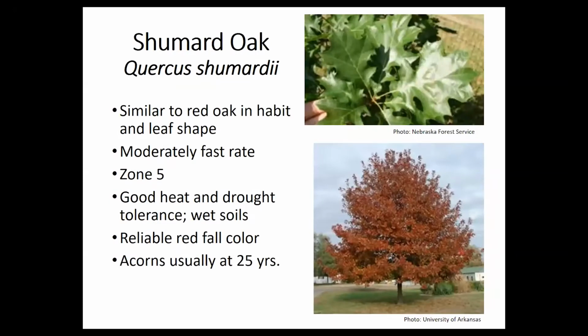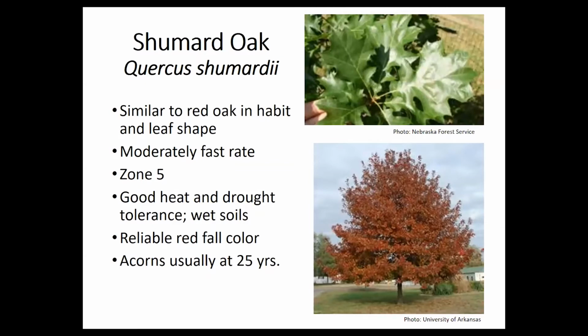Shumard oak, now this is one that's not native, just an FYI for those of you that prefer to go the native route. It's very similar to red oak, especially in habit and leaf shape, that nice glossy leaf. Moderately fast growth rate, so pretty equivalent to red oak. Note that it is zone 5. So some of you that are up in northern Iowa, or I mean, I'm in Columbus and we are zone 5, but you go about 30 miles north and we hit zone 4. So even in Columbus, we're pretty close to that zone 4 mark. This one has good heat and drought tolerance, and this is an oak that will tolerate wet soils.